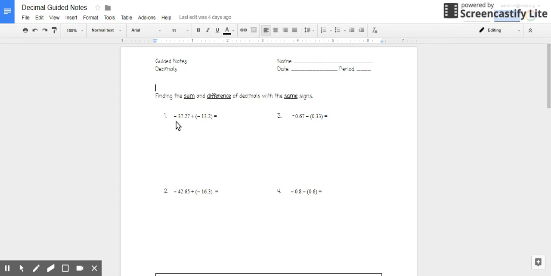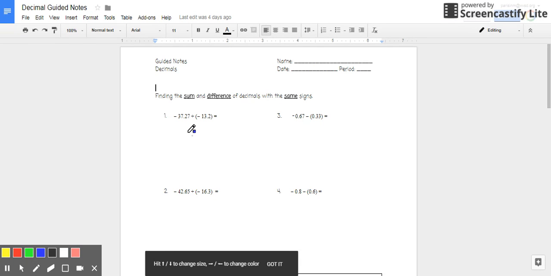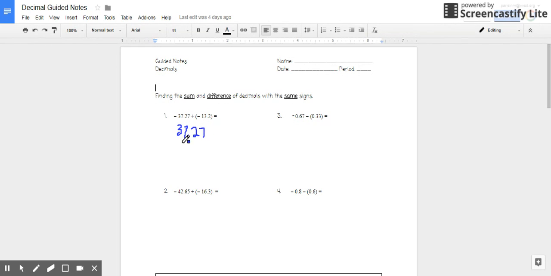Looking at problem 1. We have a negative plus a negative. So if they have the same signs, we know that we're going to add the two numbers together. So I'm going to take 37 and 27/100. I'm going to add that to 13 and 2/10. Make sure you are also writing this down on your guided notes sheet. Since I do not have a number right here in the hundredths place to go with the 7, I can fill it in with a 0.